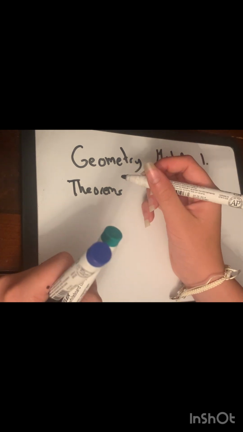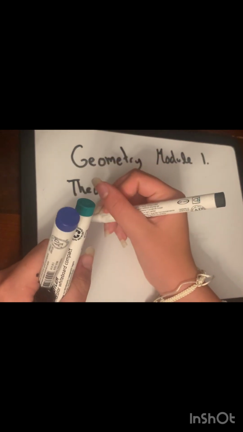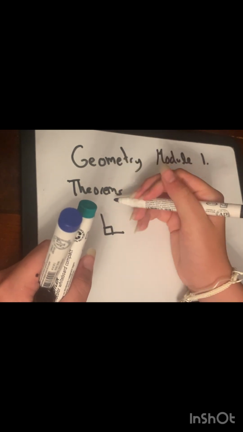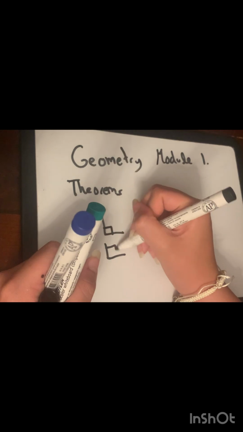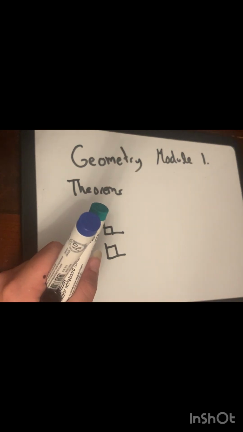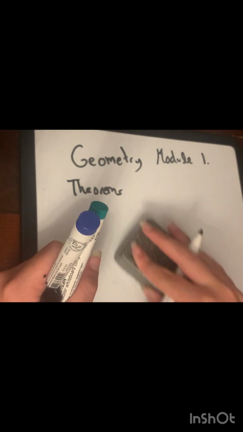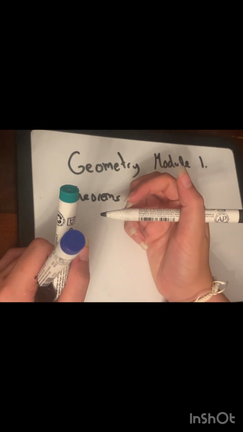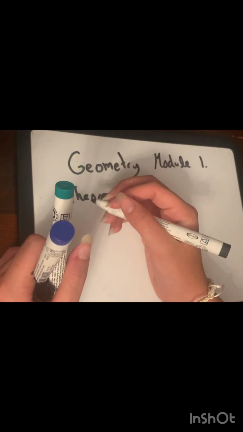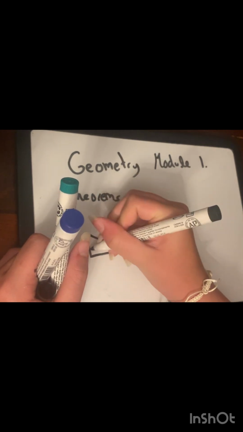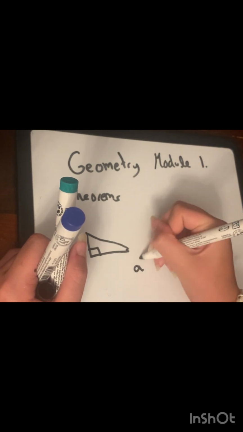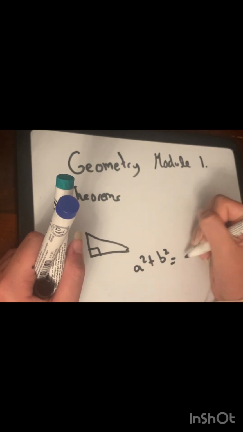So let's get to the theorems. Theorems must be proven to be true. Okay, all right angles are congruent, right? Are all right angles congruent? Well, then you'd have to see that all right angles are congruent. Or the Pythagorean theorem, where you see if a right triangle has a sum of a^2 + b^2 = c^2.